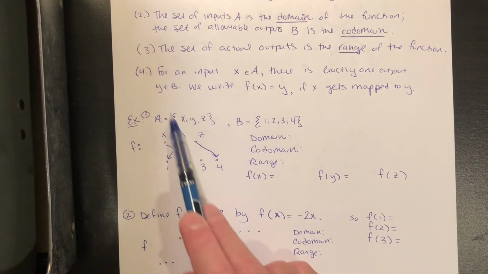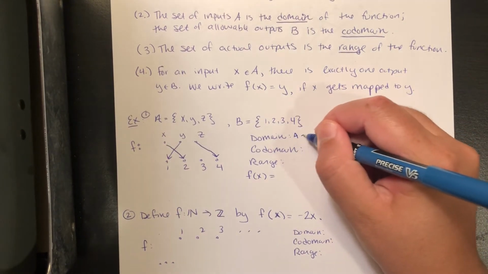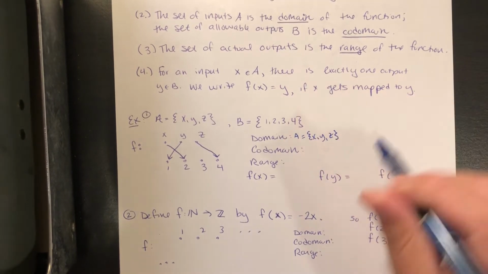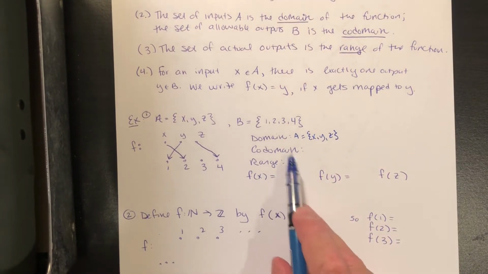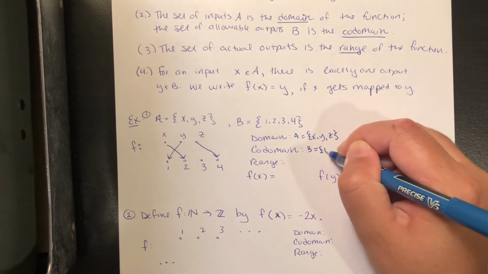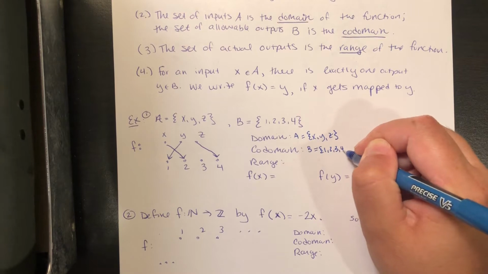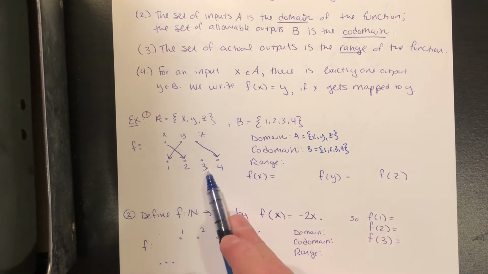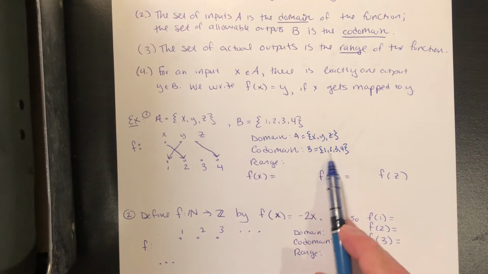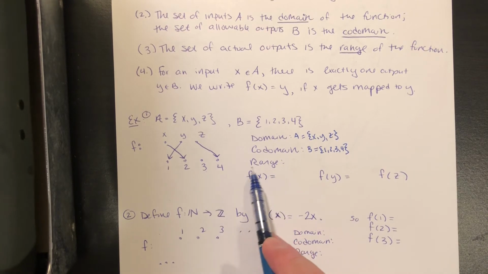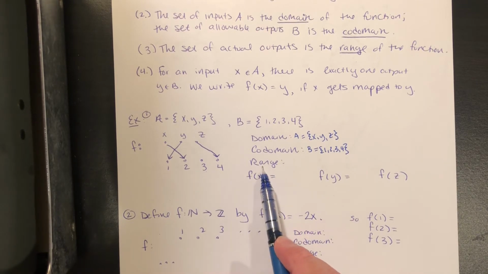The domain is given to us. That's A. That's the set containing x, y, and z. The codomain is the allowable outputs. That's also given to me. That's B. That's 1, 2, 3, and 4. Notice, not all of these possible outputs ended up being outputs of the function, right? They didn't all get used here. So the range is the set of the actual outputs of the function, right?